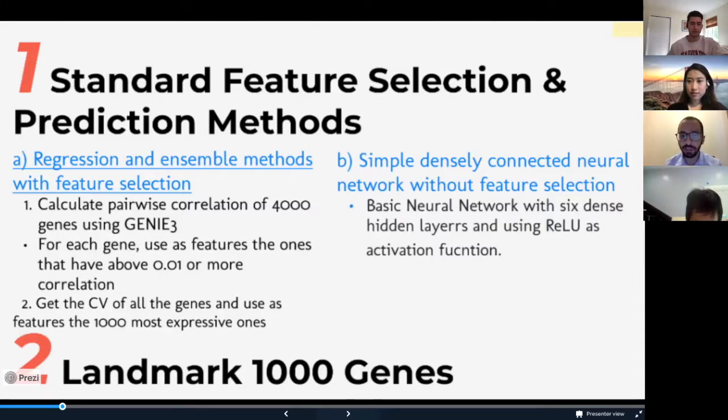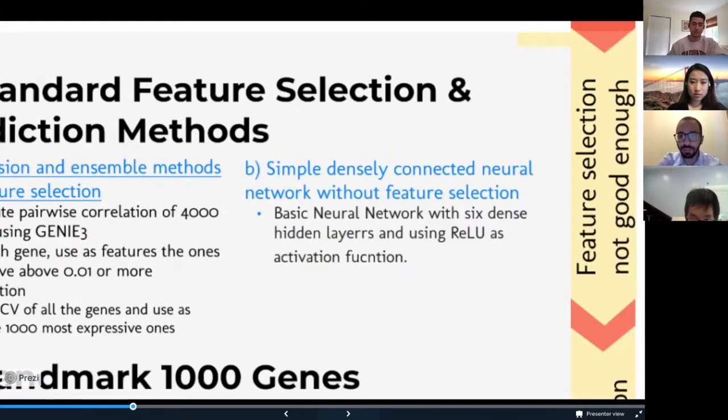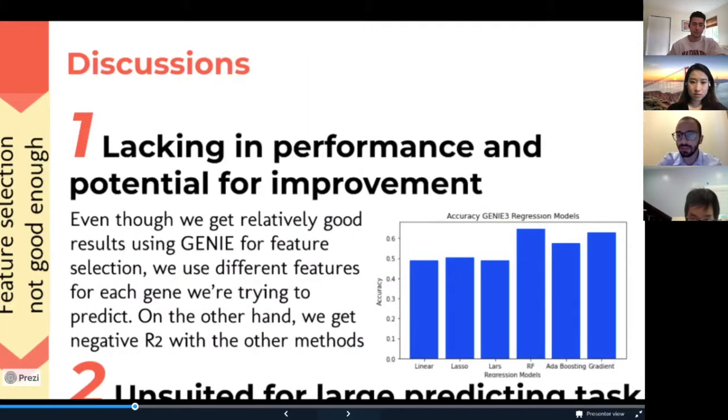The models used were the following: linear, lasso, ridge, random forest regression, AdaBoost, and gradient boosting. Additionally, we used neural networks using dense layers with ReLU activation function. So even though the 1,000 most expressive genes method allows us to use the same features for all predictions, results were significantly worse than GENIE3, as we got negative test R-squares, as happened with neural networks.